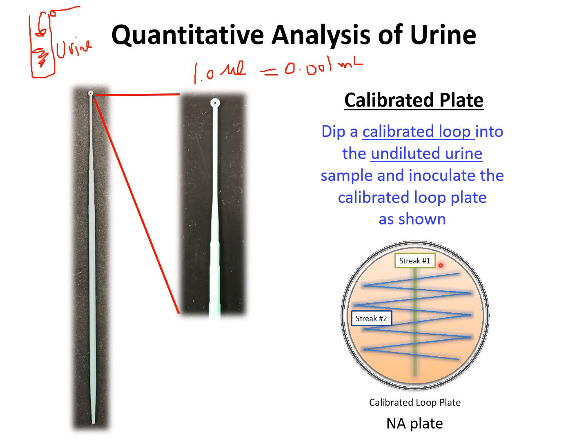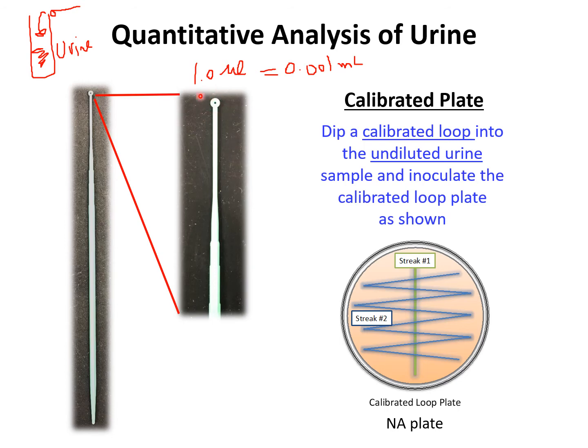Then what do we do? With the same loop, you don't redip, you don't sterilize or anything. After you've streaked 1 line down the middle, you take that same loop and you do a zigzag, and your zigzag needs to be pretty close. You don't go back and forth, you just zigzag all the way down the plate and you're done. So you do these two streaks.